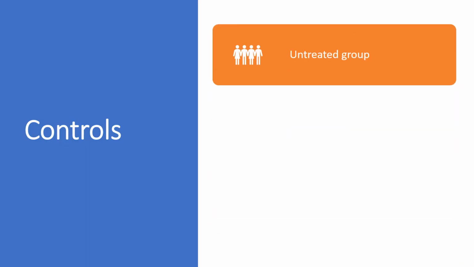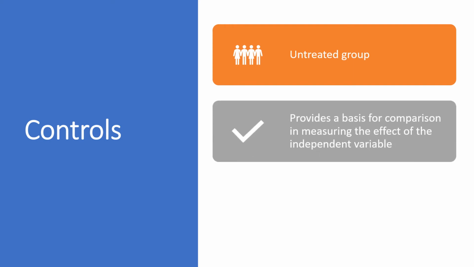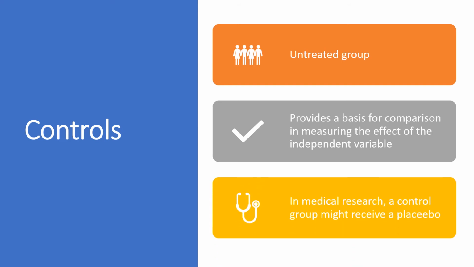Now, as you can see here, by the way, we also have what we call controls. Well-designed experiments compare one or more groups undergoing treatment to a group of untreated or normal individuals. The experimental control is the untreated group, and it is important because it provides a basis for comparison in measuring the effect of the independent variable. And ideally, the only difference between the control and any other experimental group is the one factor being tested.